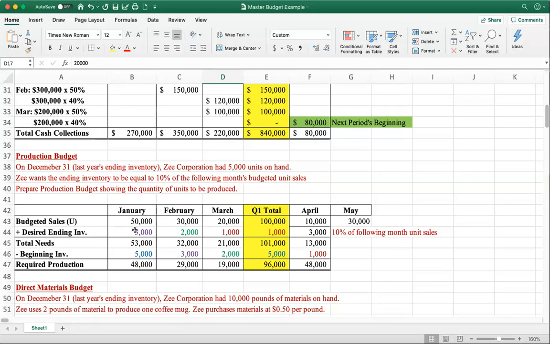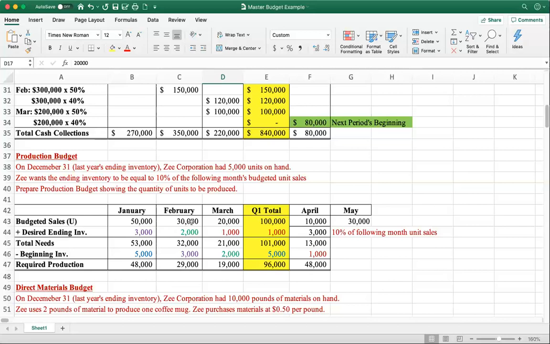So now we're going to add these together. So January's sales budget plus the desired ending inventory will become 53,000 total needs. But then you have a beginning inventory, 5,000, right? The question says itself that on December 31, the corporation had 5,000 units on hand. So they already have 5,000. You don't need to produce them. So you subtract that from 53,000. So what you have to produce in January is 48,000 units. So that's the required production in units, how many coffee mugs they have to produce.